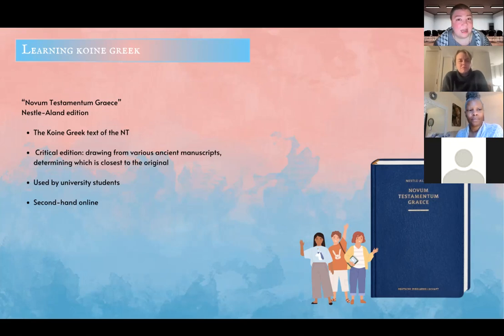So as you're studying the language, you'll learn the language from the textbook by Duff, and then begin reading and studying the Novum Testamentum Graece. These are the books that, again, first-year university students use. And they're also pretty cheap to purchase.